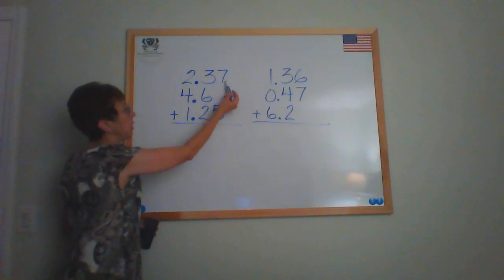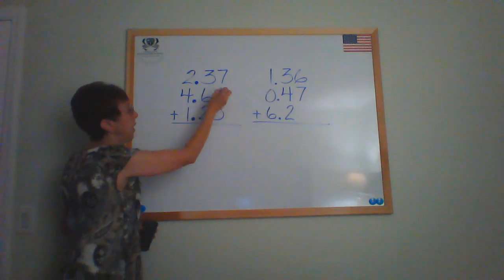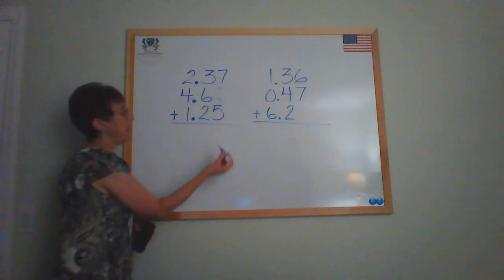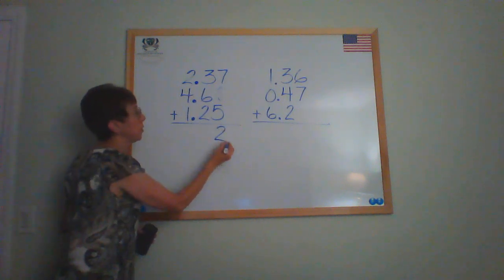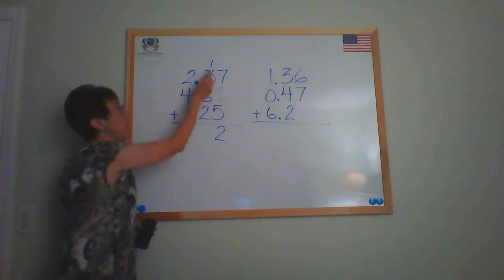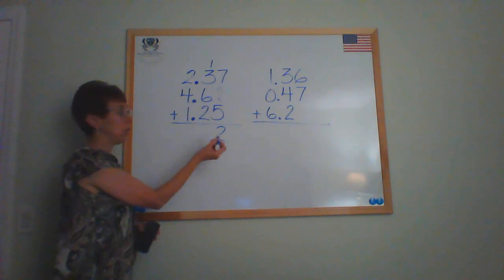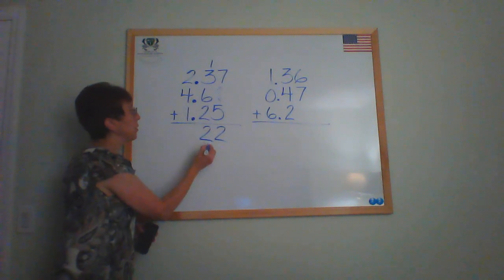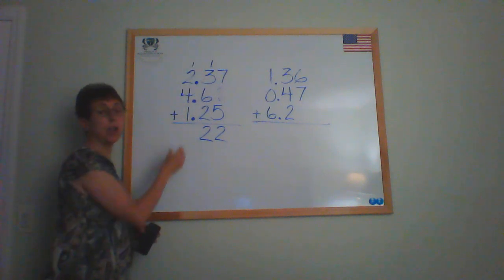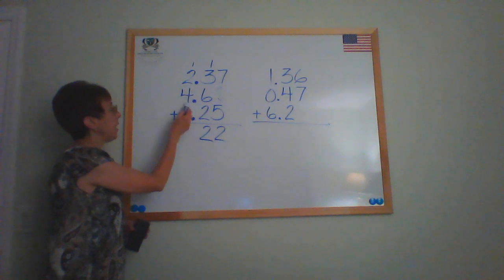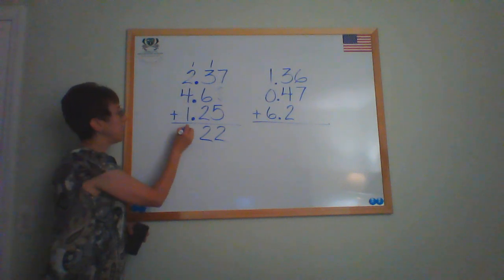So let's start here. We have 7 plus 5 because, again, nothing right here. That's okay. 7 plus 5 is 12. Put down your 2. Carry over your 1. 1 plus 3 is 4. 4 plus 6 is 10. 10 plus 2 is 12. Put down the 2. Carry over your 1. 1 plus 2 is 3, 3 plus 4 is 7, and 7 plus 1 is 8.